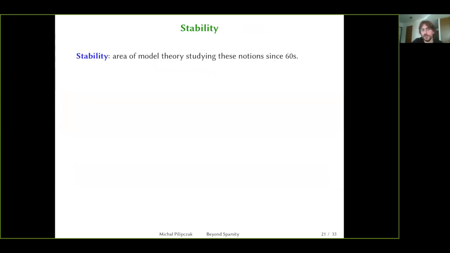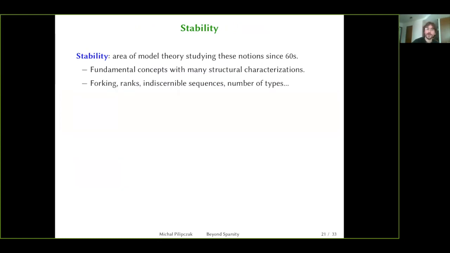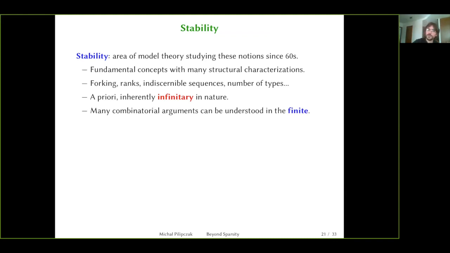Stability is an area of model theory, studying these notions since the 60s. These are fundamental concepts with many structural characterizations, like forking, ranks, indiscernible sequences, number of types, and so on. So similar to sparsity, we have a lot of equivalent structural characterizations that give you different tools to study these notions. And the problem is that a priori, the whole theory is inherently infinitary in nature. However, when you look a bit closer, there are many combinatorial arguments that you can lift to the finite, and you can think of them as algorithmic ingredients that you can apply to different things.